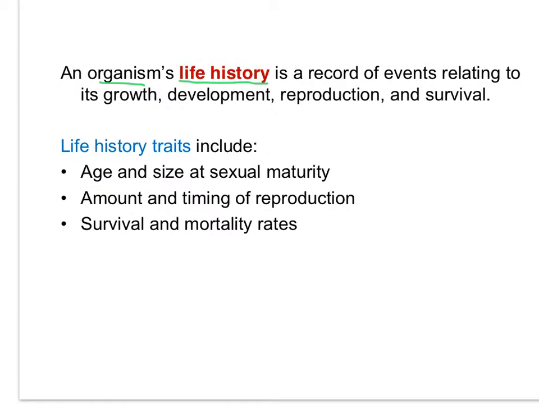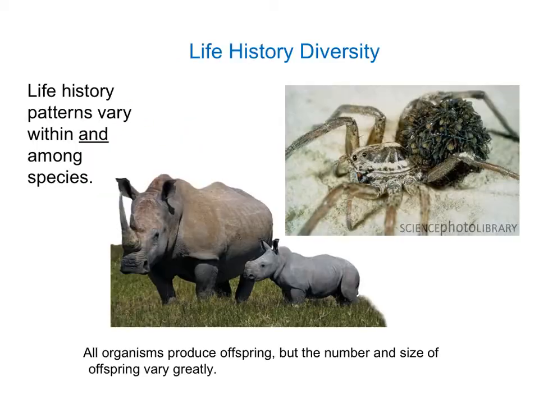And so there are a number of different what we call life history traits. If you're going to chronicle these kinds of events, we want to look at things like how old are you and how big are you when you reach sexual maturity, if you're talking about a sexually reproducing species. How much reproduction is there? How many offspring does one produce? How early or how late in the life cycle does an organism reproduce? And what are the rates of survival for the offspring and for the individual? So all of these are examples of the major life history traits.